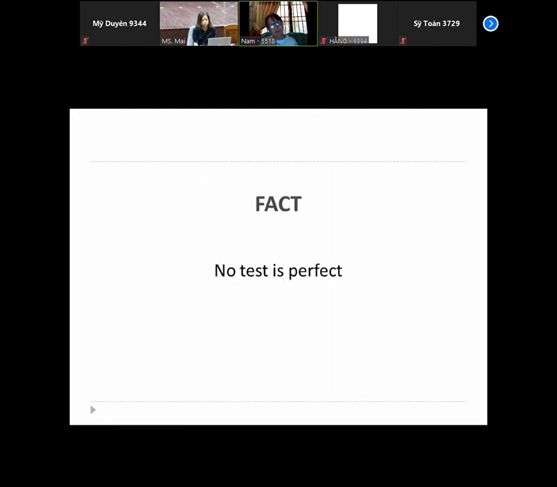And I want to tell you a fact that no test is perfect. Some tests are pretty much useless. But good tests will sometimes provide inaccurate results. Some tests tend to have more false positive results and others tend to err on the side of false negatives.